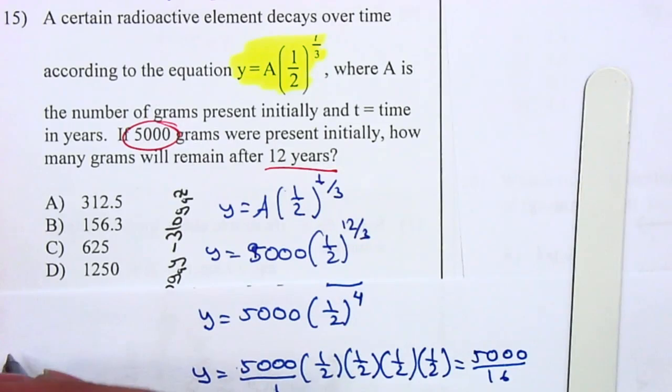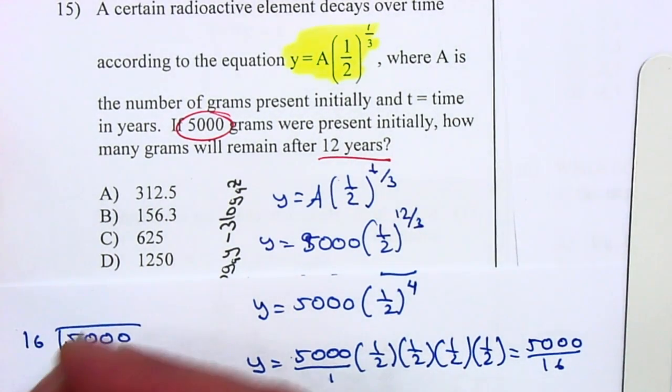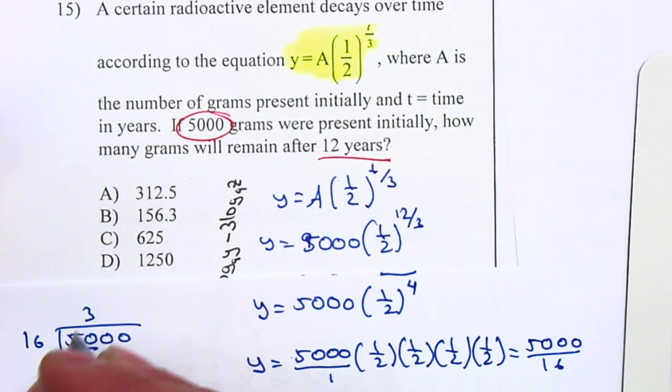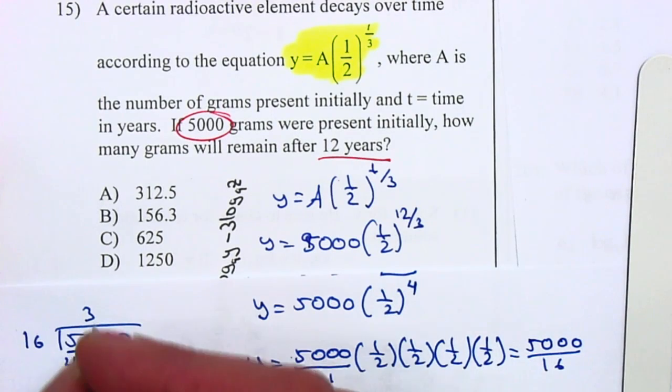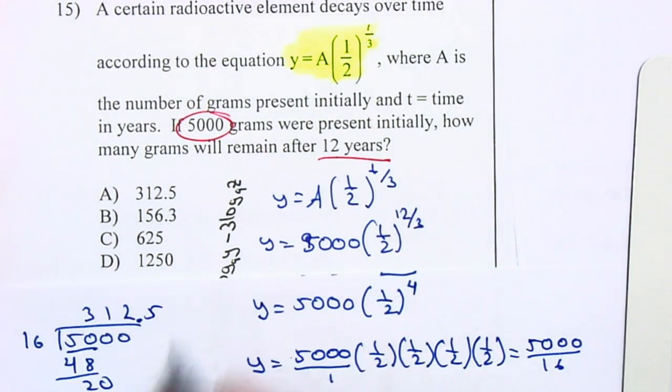So let's work on the long division. 5,000 divided by 16. 16 goes into 50 3 times. 3 times 6 is 18. Carry 1, that'll be 4. 16 goes into 20. 1 times 16 is 16. 16 goes into 40 twice. That'll be 32. Decimal. 16 goes into 80 5 times. So your answer will be letter A.